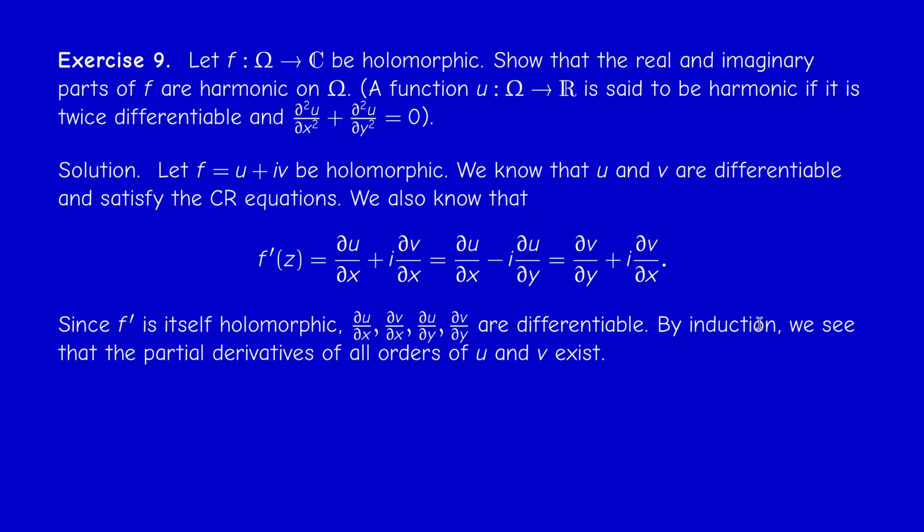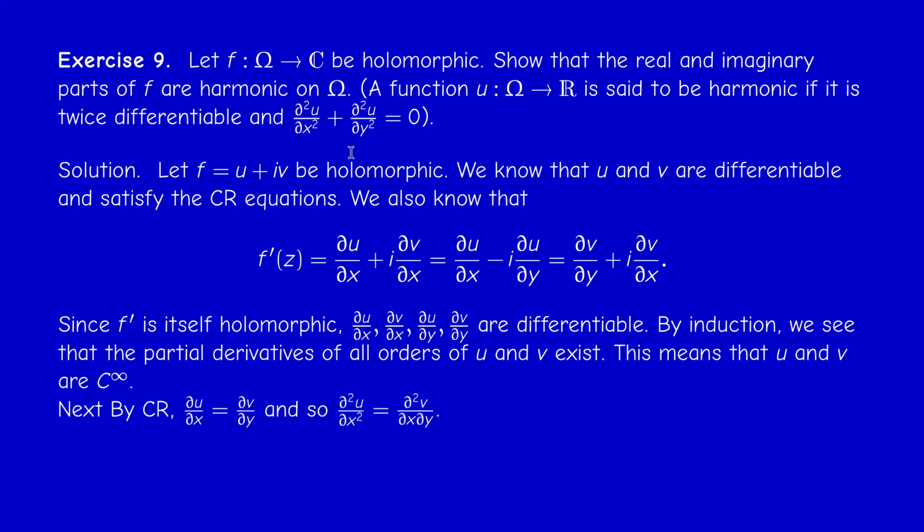Now, to prove that the Laplace operator of U is 0, we just apply Cauchy-Riemann. Take the first one, del U over del X equals del V over del Y, and differentiate both with respect to X. So we get del squared U over del X squared equals del squared V over del X del Y. And if you take the other equation and differentiate with respect to Y, you will get minus the result of the first one.